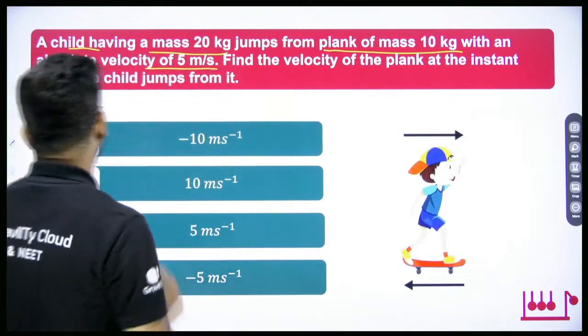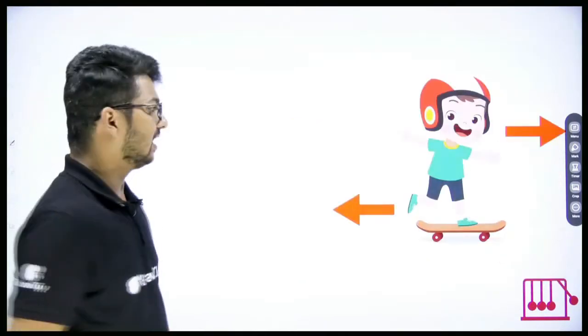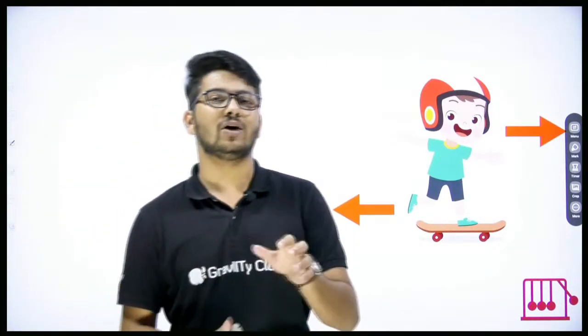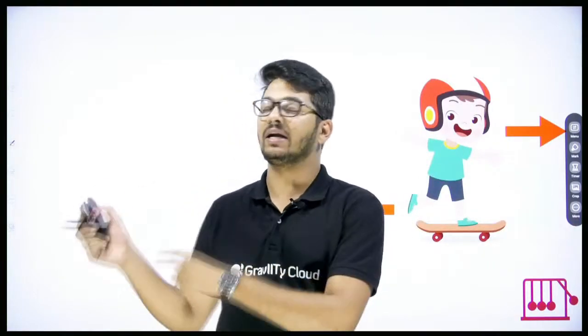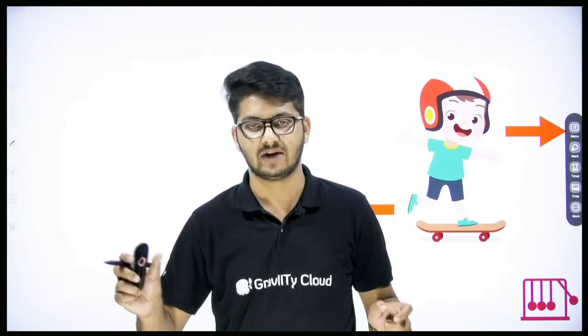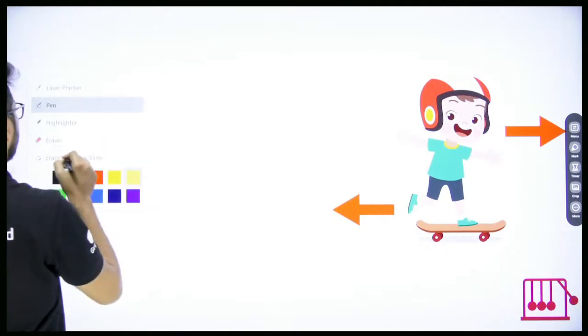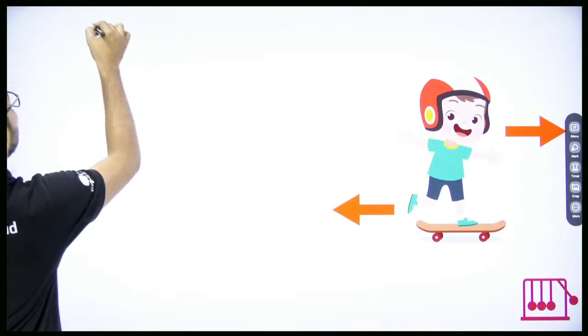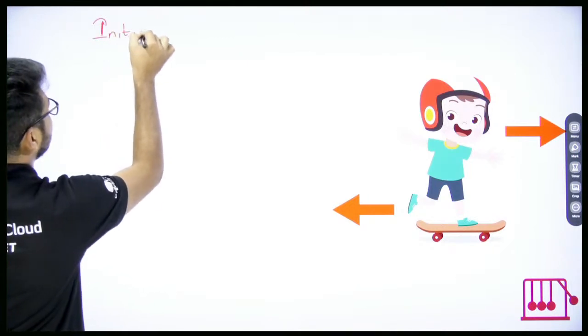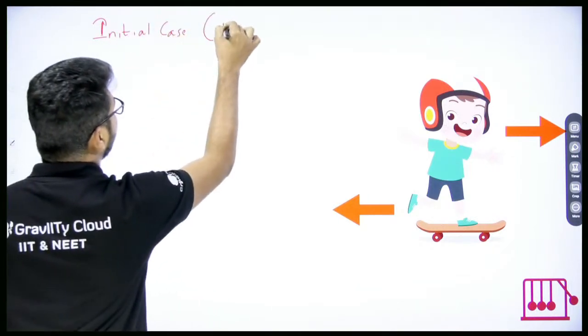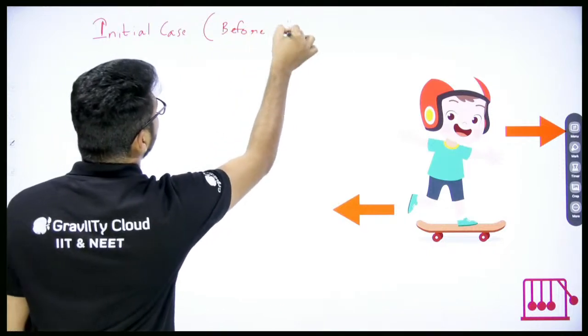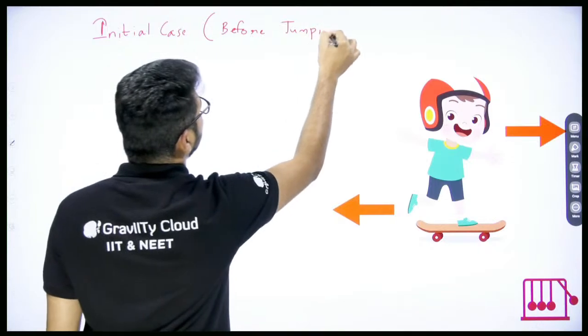Let's do it. Good. So here, when it comes to conservation of momentum, again there are two cases. First you have to identify the initial case, and then you have to identify the final case. Then you have to get the initial momentum, final momentum, and apply the equation of conservation of momentum. So here let's take the initial case. Which would that be? It would be before jumping. So we have two cases here, the initial case, which is before jumping, and before jumping they are at rest.